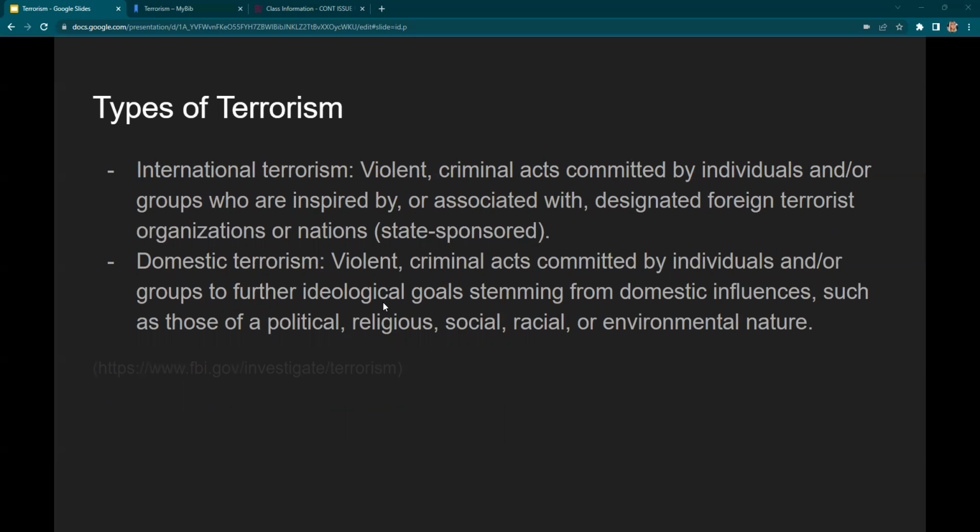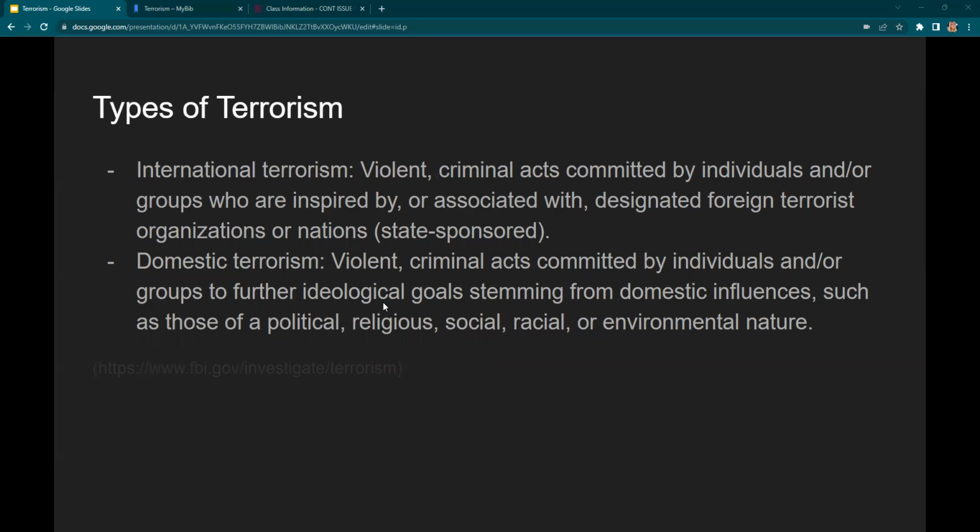So now on to the types of terrorism. There are two types, international and domestic. International terrorism is violent criminal acts committed by individuals and or groups who are inspired by or associated with designated foreign terrorist organizations or nations.